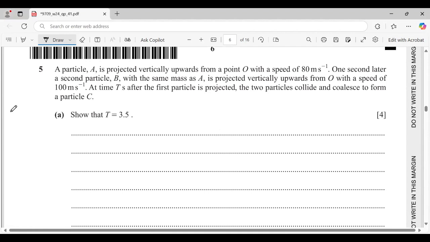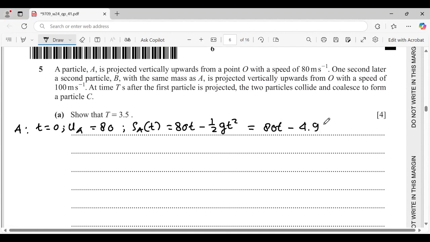I will start with the displacement equation of particle A. Particle A starts at T equals 0, and the initial velocity, U, is 80. So the displacement equation becomes 80t minus 1/2 gt squared. G is 9.8, so it's going to be 80t minus 4.9t squared, because 1/2 times 9.8.